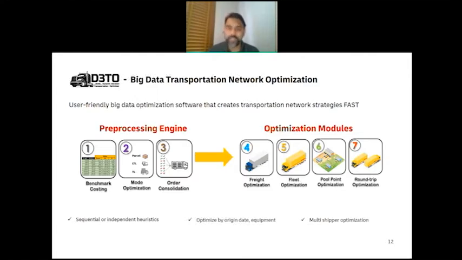And finally, the fourth tool is called round trip optimization, which basically takes the remaining deliveries that were one way and tries to combine them on one truck, as I mentioned in the first or second slide, right?